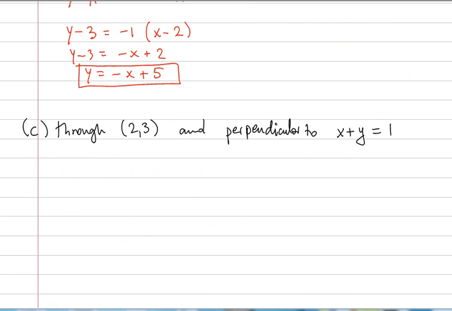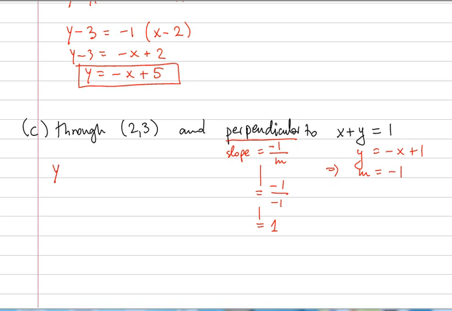So in this problem, we want a line perpendicular to a given line. So here the slope is going to be 1 over m with a negative sign. A perpendicular line has this slope. Again, this is y equals negative x plus 1. So here the slope is negative 1. So plugging that slope back into this perpendicular slope formula, we have that the slope must be equal to 1.